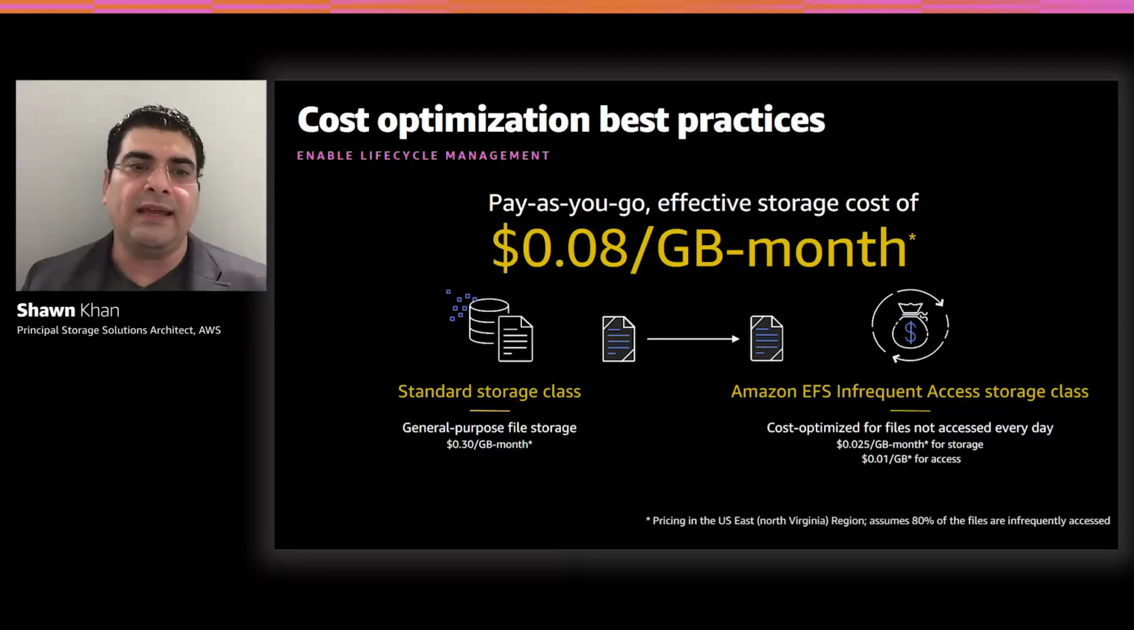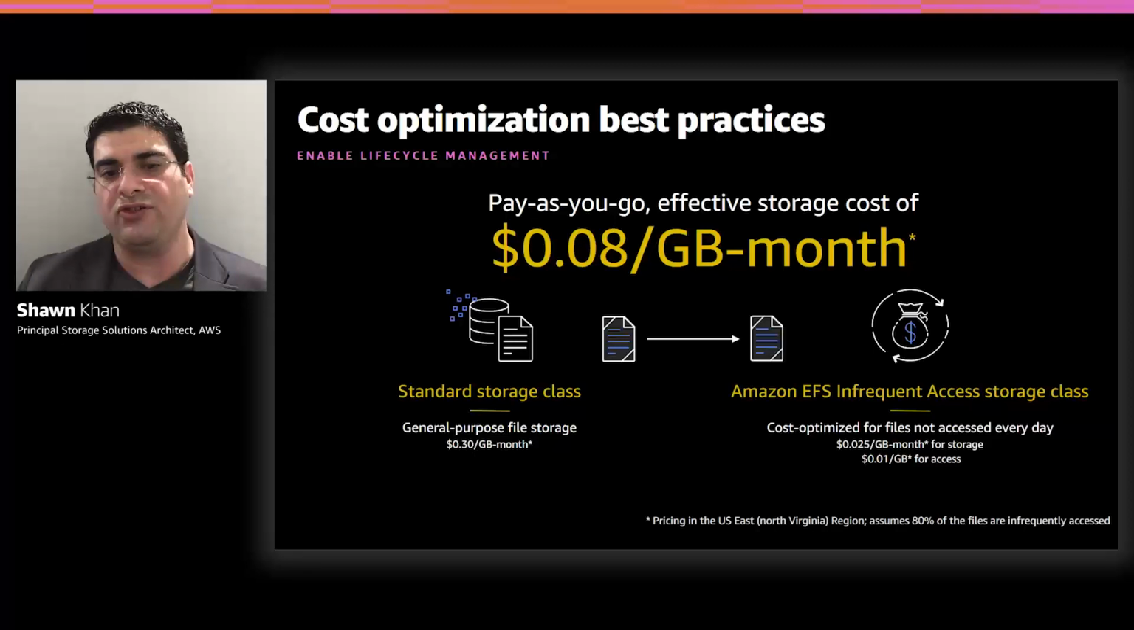So here is an example of a workload that has lifecycle management enabled, where you look at pay-as-you-go cost for effective storage. You can see it's about 8 cents per gigabyte per month, where the general purpose file storage is about 30 cents per gigabyte per month.